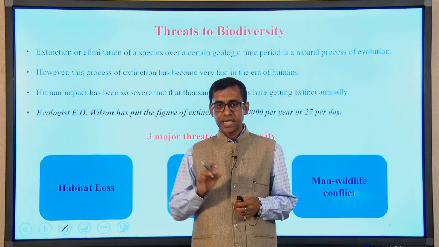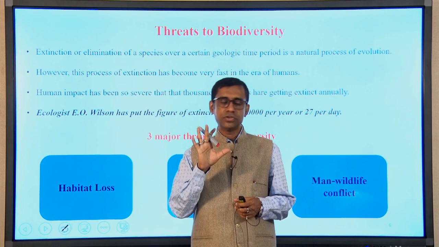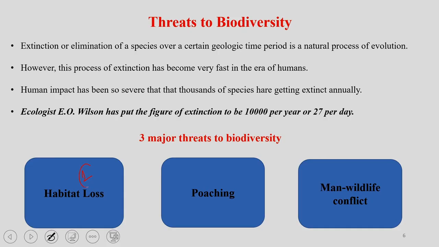Now, again looking at the threats, the three major threats to our biodiversity are: one, habitat loss; two, poaching; and number three, man-wildlife conflict. Now, the extinction of species over a certain region or certain time period is a natural process of evolution. However, if this process of extinction becomes very fast, then there is a problem. And that often happens when human interference takes place, whether through different kinds of anthropogenic activities or by simply increasing the population at a very fast rate.